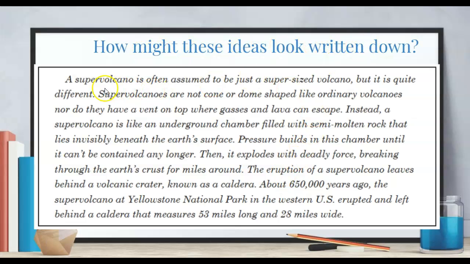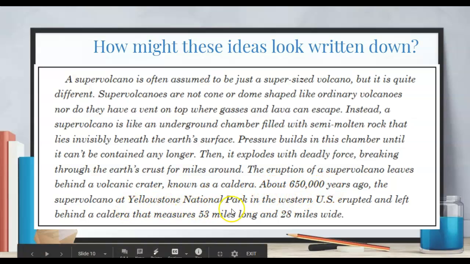How might these ideas look written down? A supervolcano is often assumed to be just a supersized volcano, but it's quite different. Supervolcanoes are not cone or dome shaped like ordinary volcanoes, nor do they have a vent on top where gases and lava can escape. Instead, a supervolcano is like an underground chamber filled with semi-molten rock that lies invisibly beneath the Earth's surface. Pressure builds in this chamber until it can't be contained any longer. Then it explodes with deadly force, breaking through the Earth's crust for miles around. The eruption of a supervolcano leaves behind a volcanic crater known as a caldera. About 650,000 years ago, the supervolcano at Yellowstone National Park in the western U.S. erupted and left behind a caldera that measures 53 miles long and 28 miles wide.